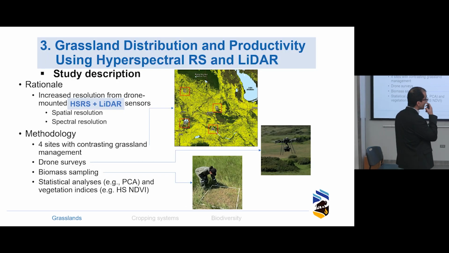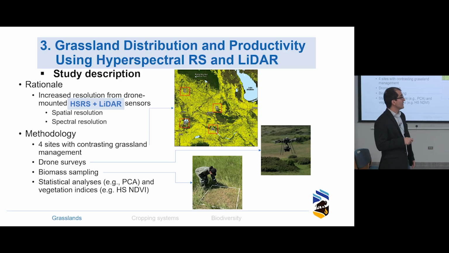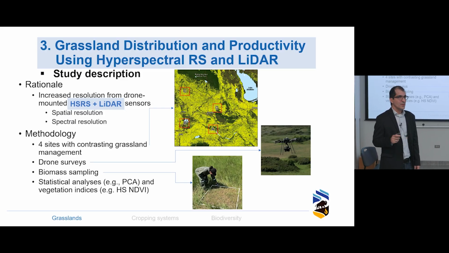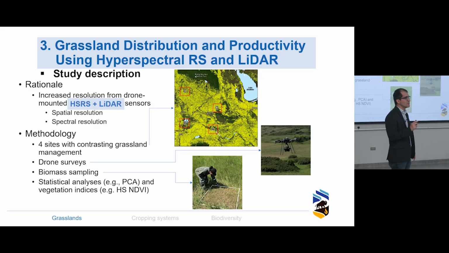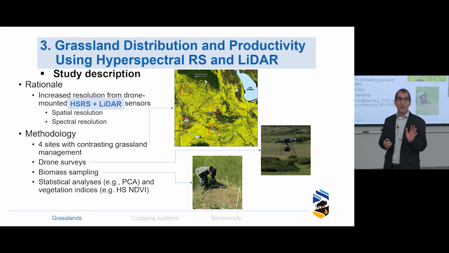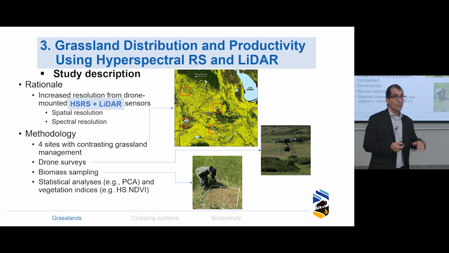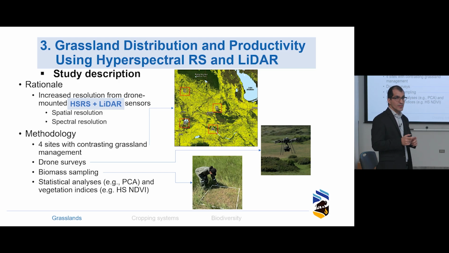The third study on the grassland class is still about productivity and distribution, but this is using a different approach. This is using hyperspectral data and LiDAR data, which is the holy grail, as good as it can get in terms of remote sensing. Because you have way more spatial resolution, because those are drone-mounted sensors. So because you're flying so low, you have way more spatial resolution. Your pixels are really small, as well as increased spectral resolution as well. So the amount of information in each image is much higher.